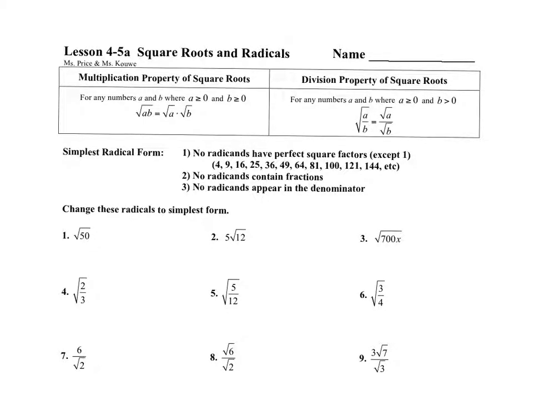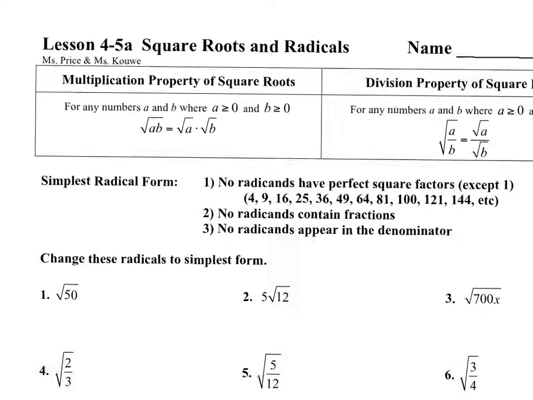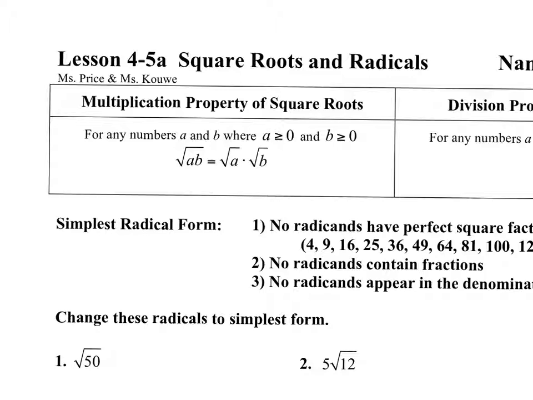Okay, so what we have here is square roots and radicals. What we're going to do today is simplify our radicals. Now there are two properties that say we can do this. If we have the square root of a times b, we can split that up. Okay, why would we even do that?